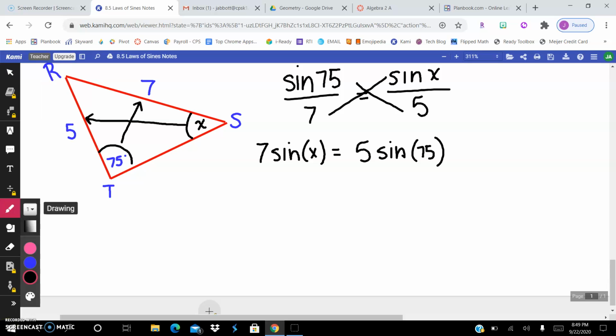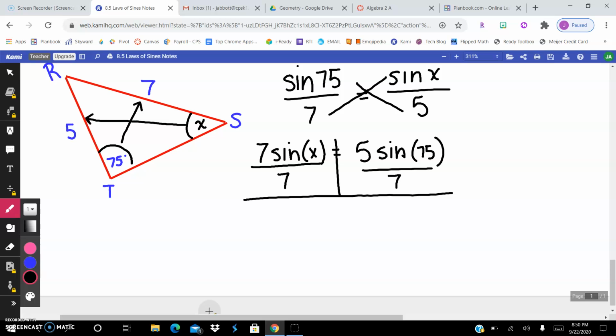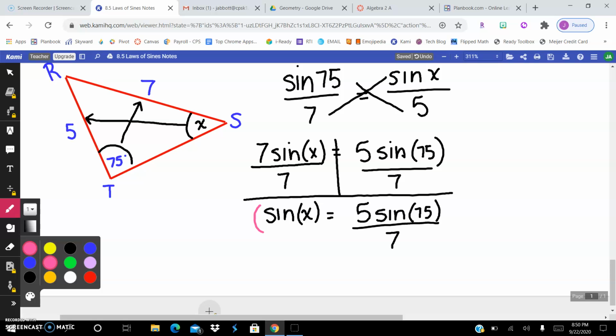Then we're going to have to do an upside down t problem. And we have to get rid of the 7 out here. It's being multiplied, so we're going to divide both sides by 7. So we get the sine of x left here on this side equals 5 times the sine of 75 divided by 7. And then in order to solve for that x here, we are going to have to take the inverse sine of both sides. And when we do that, we are left with x on this side. And if we type the inverse sine of 5 times the sine of 75 divided by 7 in our calculator, we get about 44 degrees.